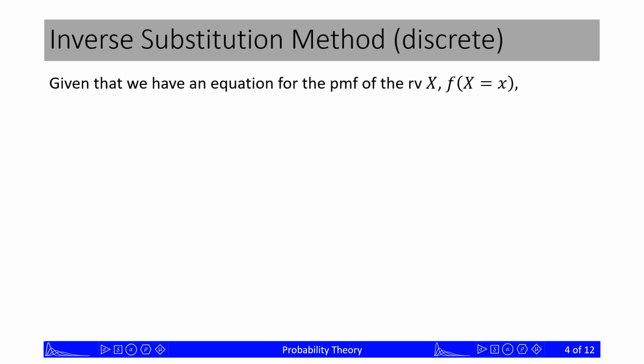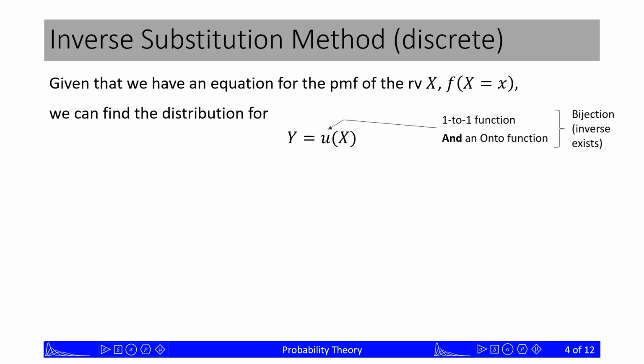If we have or can derive a formula for the discrete random variable of interest, say capital X, we can use the inverse substitution method to apply a function or transformation to that random variable. Let's say that we wish to find the distribution for the function u applied to the discrete random variable x. This function u has to have an inverse in order for this method to work. That means that u has to be a one-to-one and onto function. This is also called a bijective function.